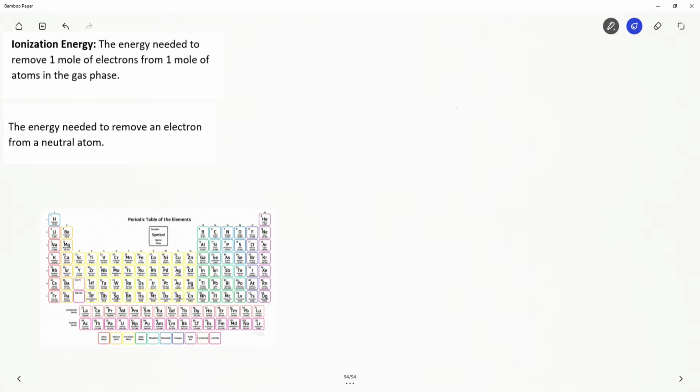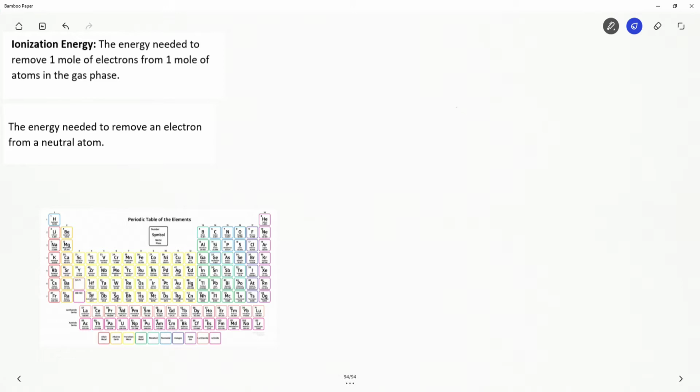One thing to know about ionization energy is that it is always going to be positive because it is going to require at least some energy to overcome the electron's attraction to the positively charged nucleus.